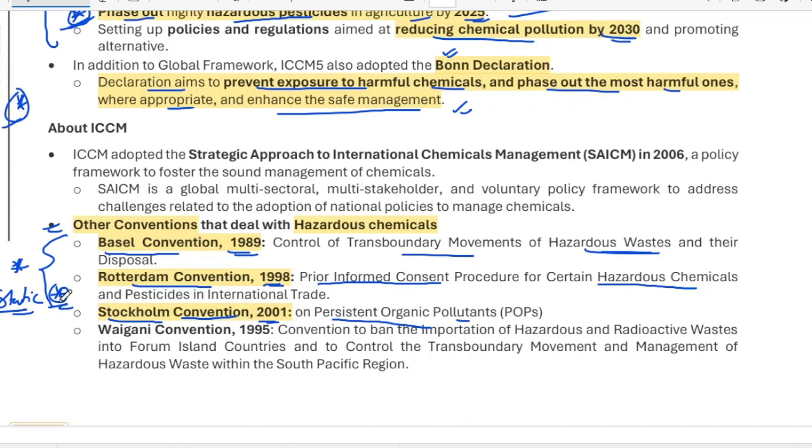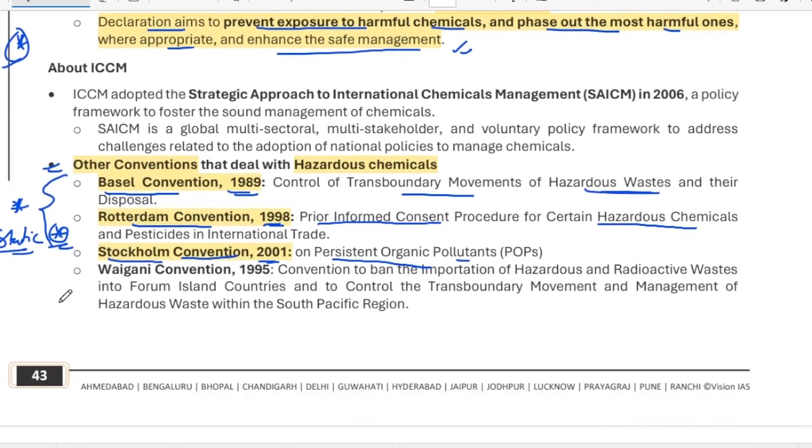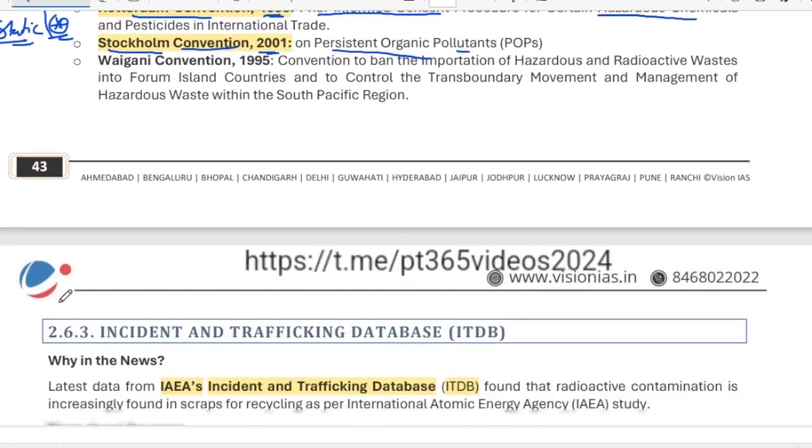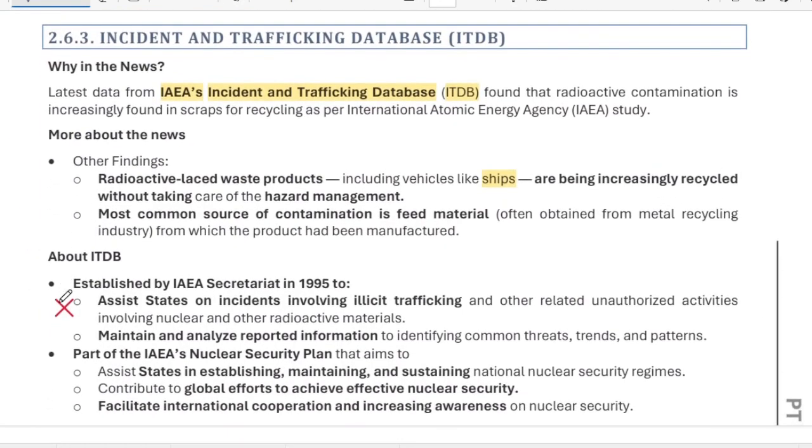Okay, you must remember. Otherwise, when a topic comes up in the news, we will discuss it, I will also discuss it. Otherwise, you must remember it from your static knowledge. Now in this news, nothing as such is very important. Only this part is important. The IAEA Incident and Trafficking Database (ITDB) has found that radioactive contamination is increasing in the global arena.